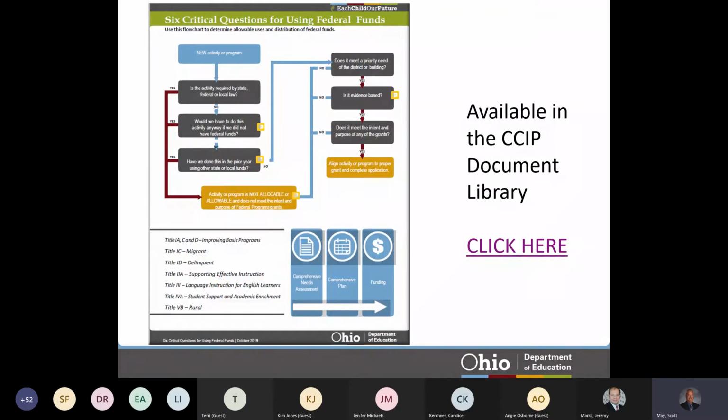The gray boxes are going to be the critical ones, and this is a simple flow chart that we use throughout any activity that you want to do with the programs. They are centered around: Is this activity required by state, federal, or local law? Would we have to do this activity anyway if we did not have federal funds? Have we done this in the prior year using other state or local funds? Does it meet the priority need of the district or building? Is it evidence-based? Does it meet the intent and purpose of each of the grants? So those are our 6 main critical questions, and we're going to dive into those even deeper here.